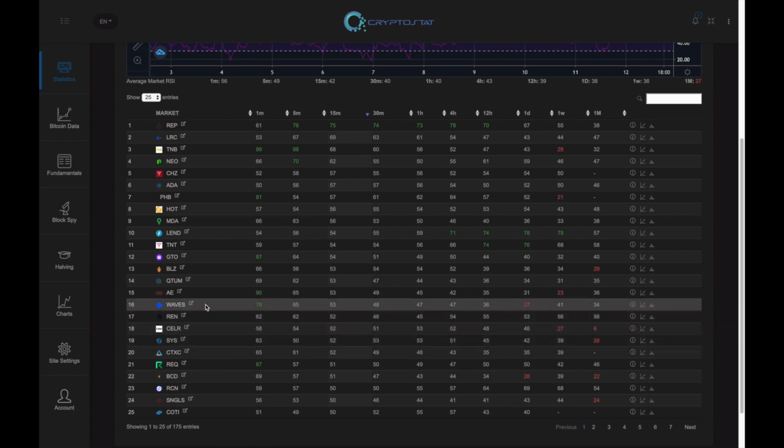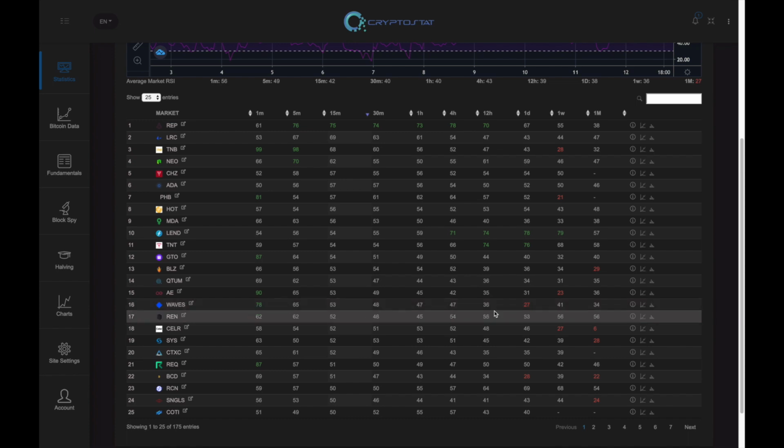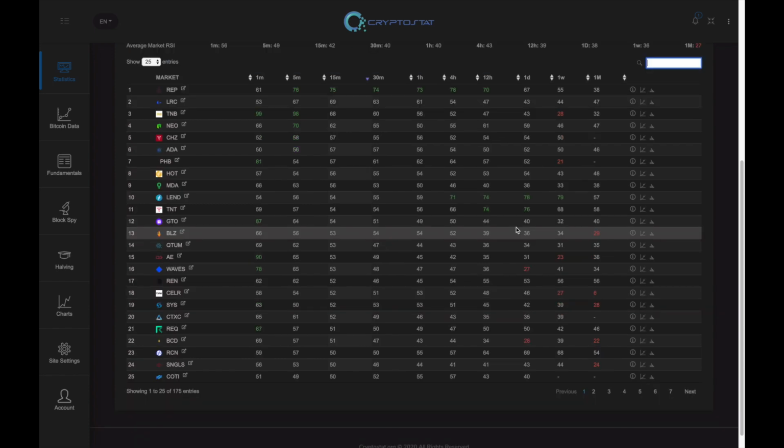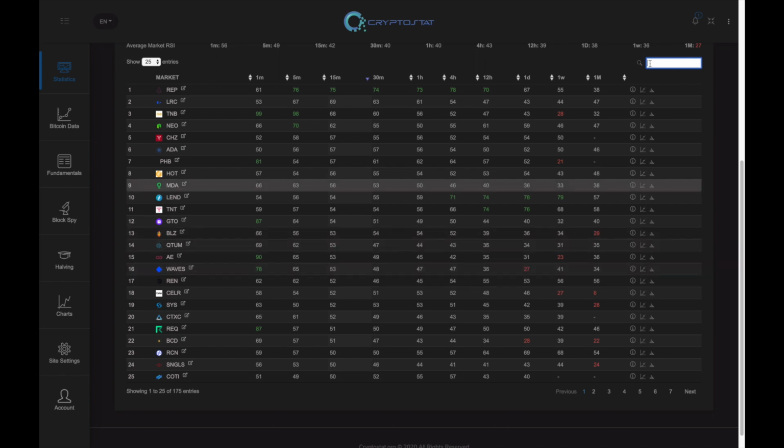So here's Waves for you. Right now, we are overbought on the minute, but if we go all the way through to the daily, we are currently oversold. So let's go and check out Waves and see that it is oversold on the daily.